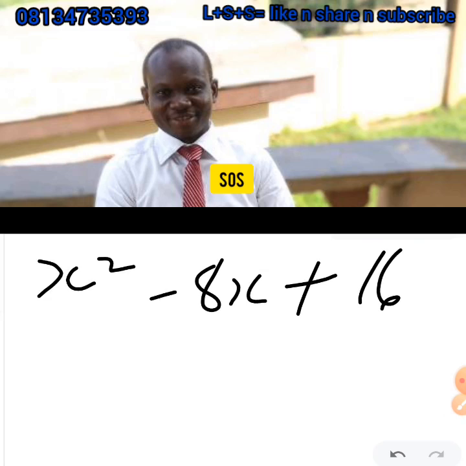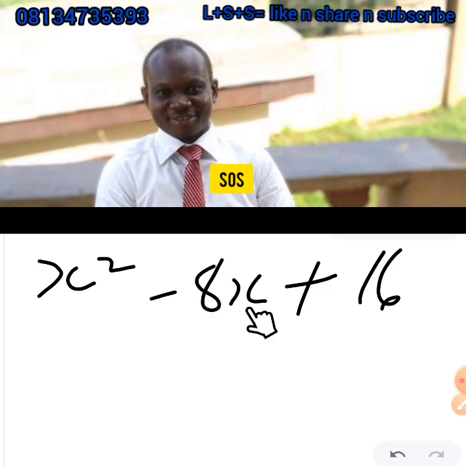Now this is a perfect square quadratic expression. How do we know that? The first term is a perfect square, the last term is a perfect square, the middle term is 2 times the square root of this and this. The square root of x squared gives me x, the square root of 16 is 4, so 2 times 4 times x gives me 8x, which is the middle term. So that shows this expression is a perfect square quadratic expression.